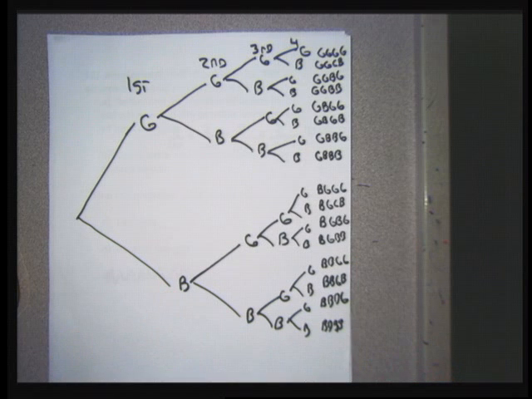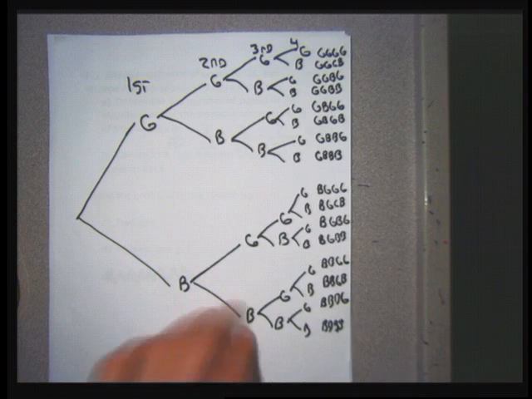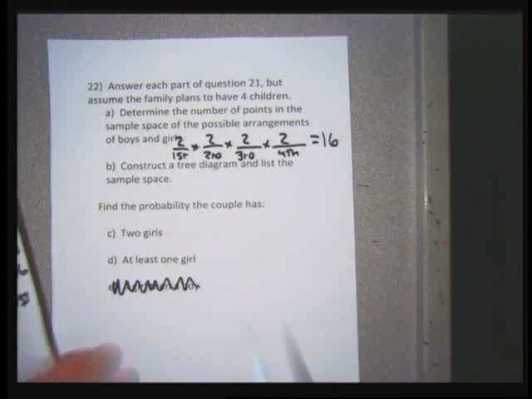There's 16 items there in the sample space. That's a nasty sample space. I'd never have you do that on a test. Let me just write it on this sheet.